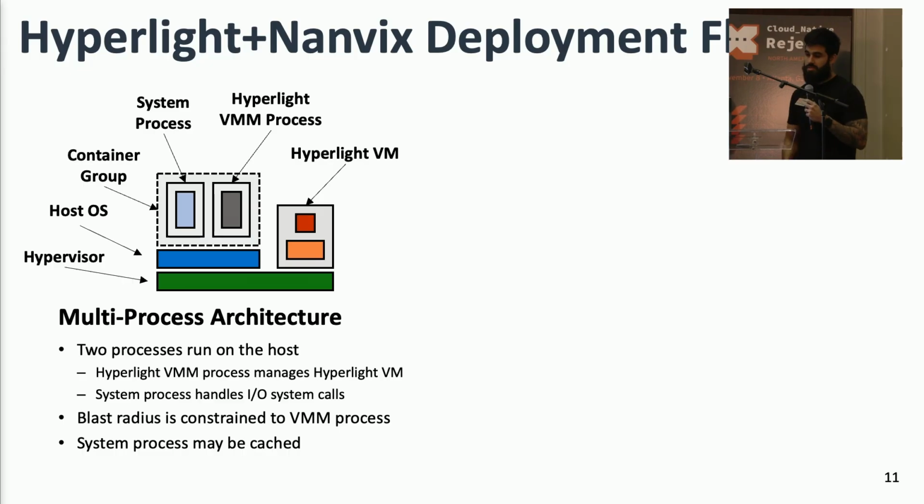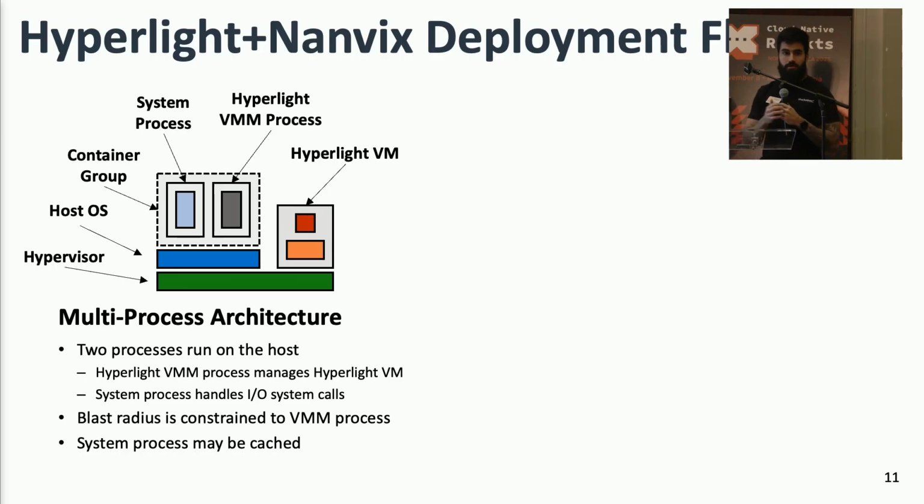Well, this is the multi-process architecture. It has two processes running on the host. One is the Hyperlight VMM process, and the other one is the system process. The Hyperlight VMM is managing the Hyperlight VM, whereas the system process is handling all the I/O. You still are sharing the underlying host OS, but now you reduce the blast radius, because if the application is buggy, it just brings down the VMM process side of things. And you can still apply some caching mechanisms in the system process so you can have a very fast startup. But we are still sharing the host OS kernel.